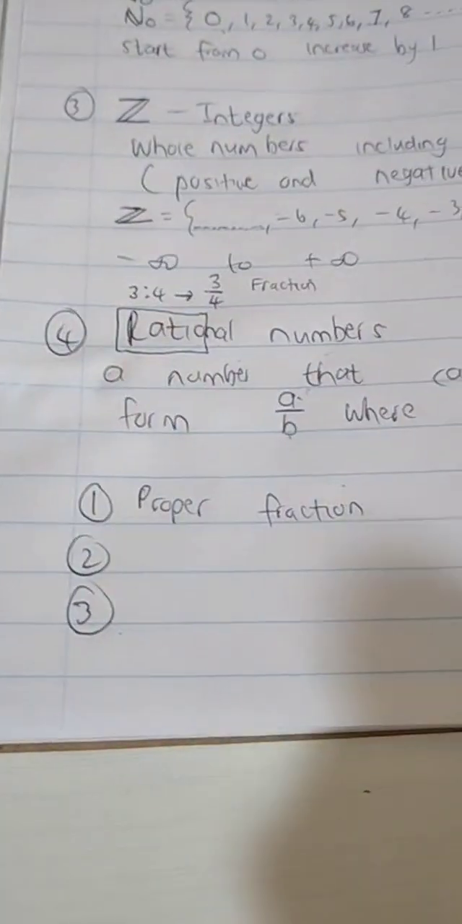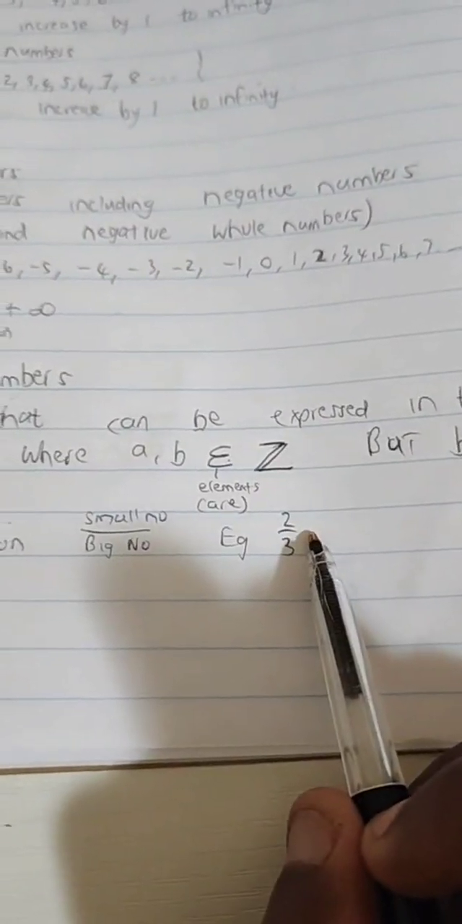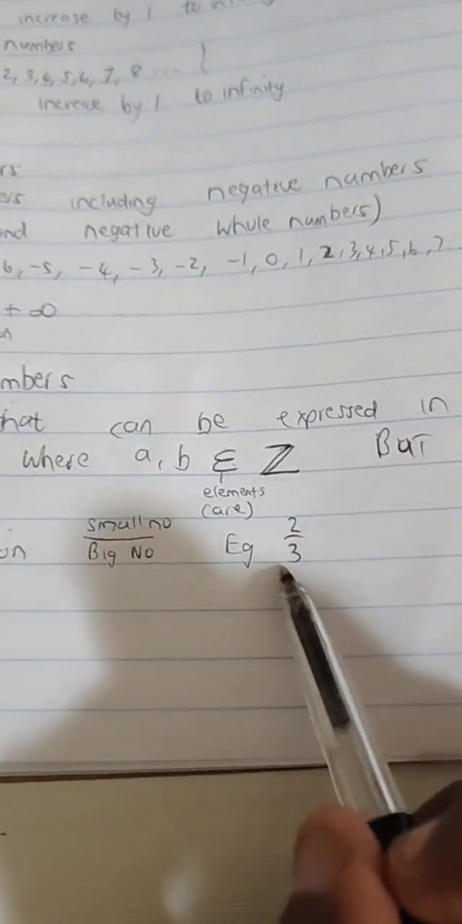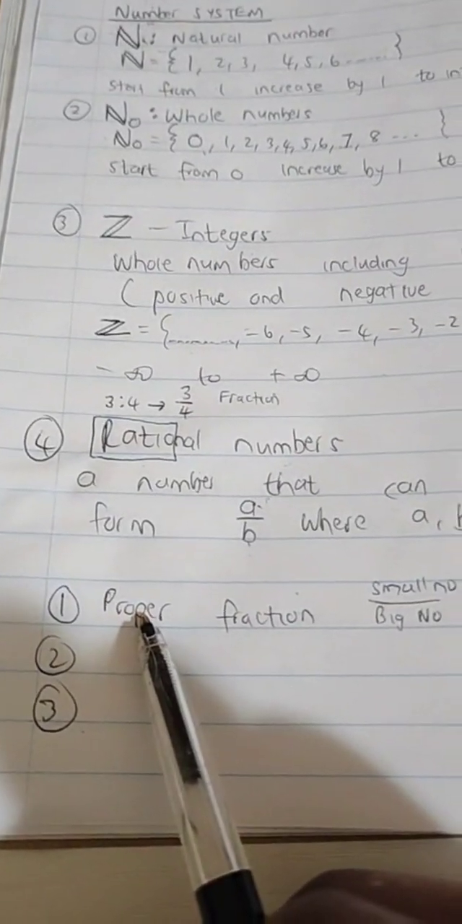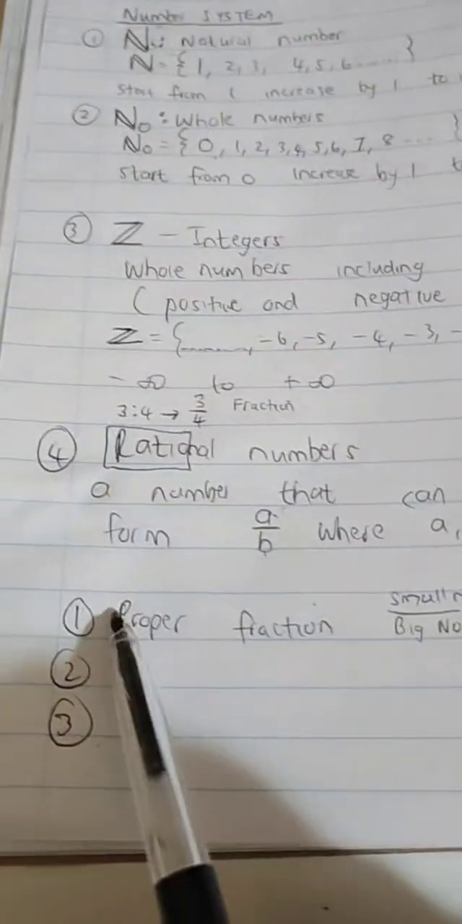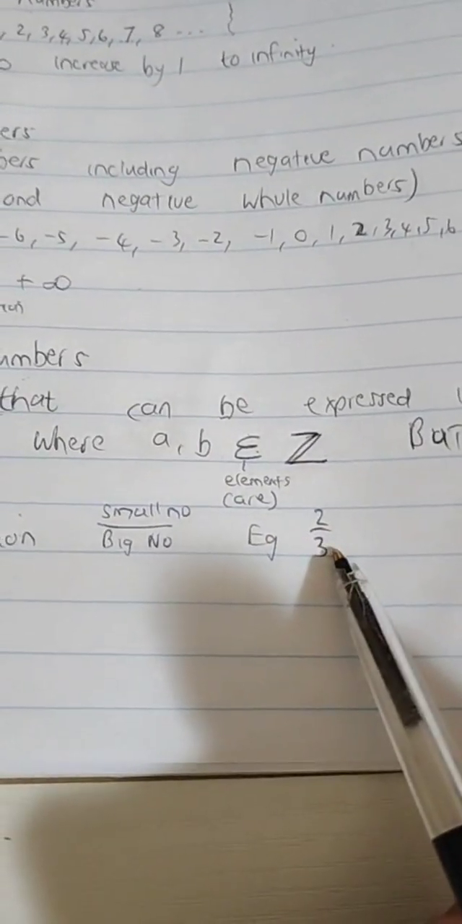So in other words, a rational number is a fraction. Among the types of fractions, we have what we know as a proper fraction. A proper fraction has a small number at the top and a big number at the bottom. Example, 2/3. It's like having a very small head and a big body. A proper fraction is a rational number. Why? Because it has an integer at the top and an integer at the bottom, and the denominator is not 0. Proper fractions are rational numbers.